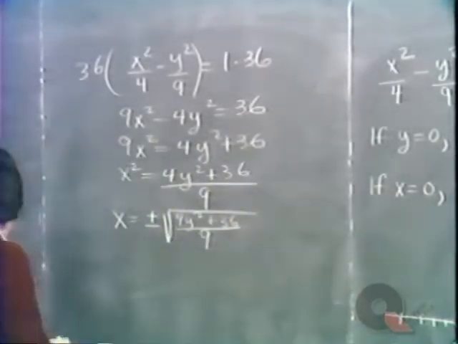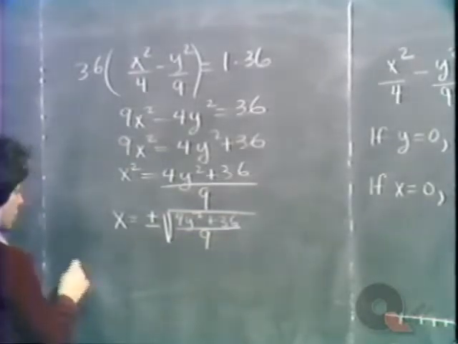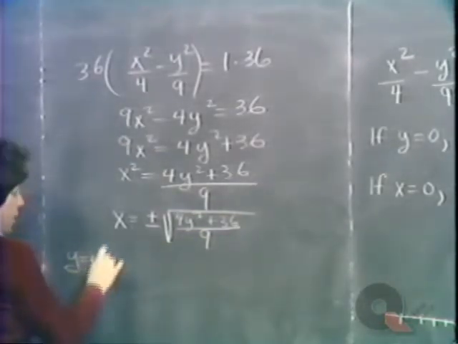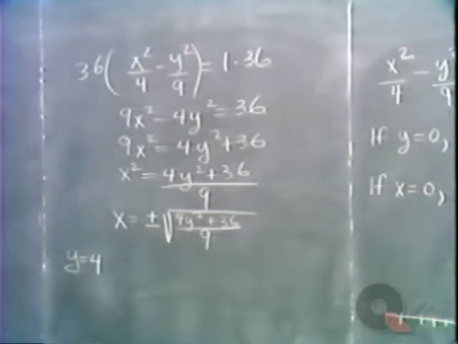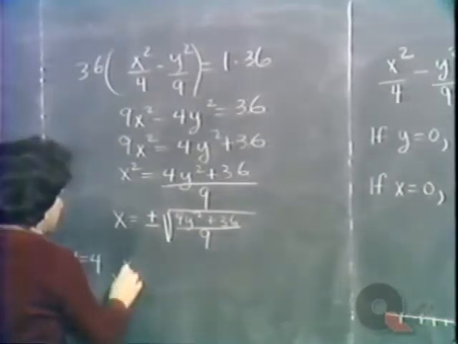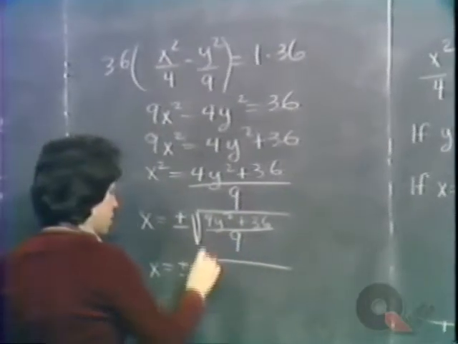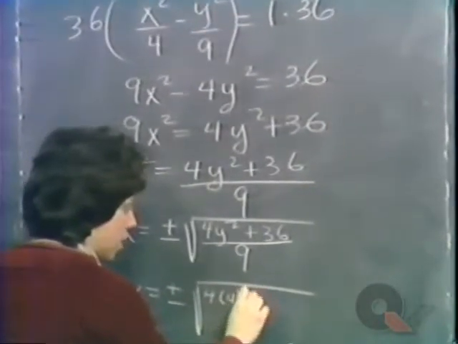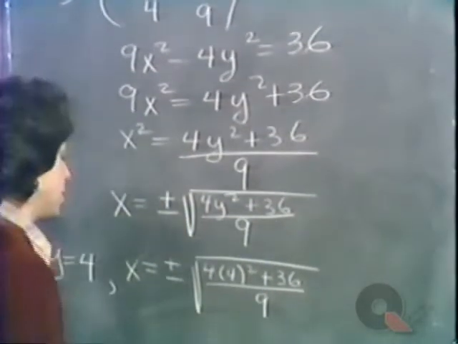So let's try something else. Let's just try, for the sake of argument, y is equal to 4. I'm just picking this because it so happens that we get a perfect square under the radical. Of course, you wouldn't know that just starting out, but I'm just trying to get us some more points without too much difficulty on this hyperbola. So I let y equal 4, and I see that x is equal to plus or minus the square root of 4 times 4 squared plus 36 over 9.